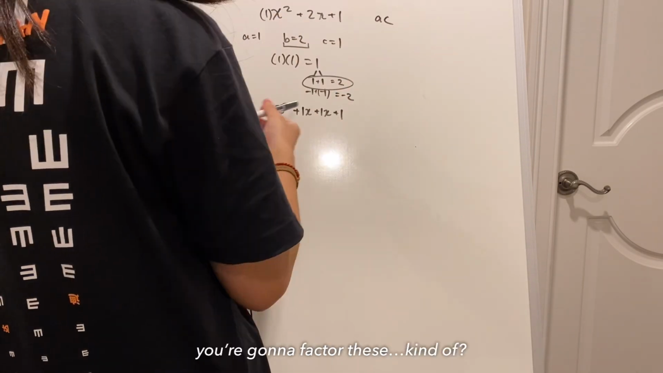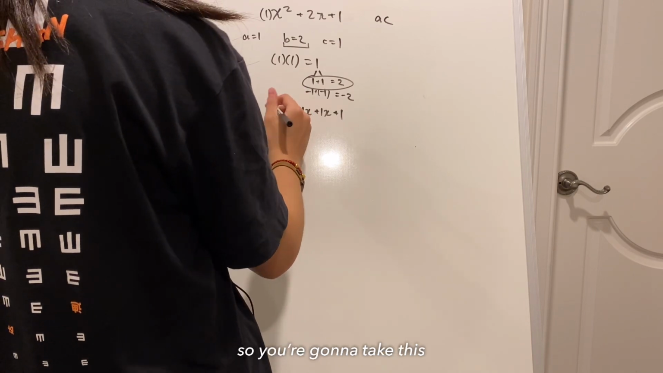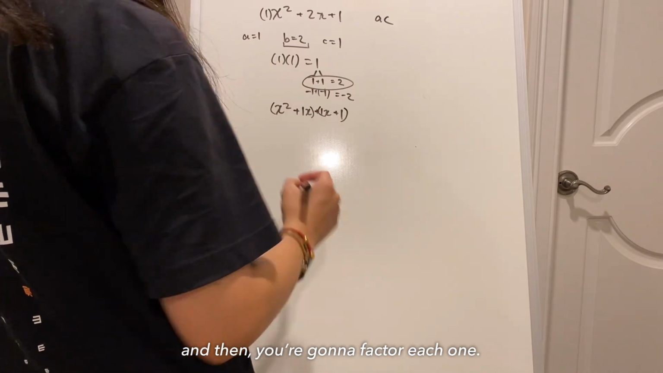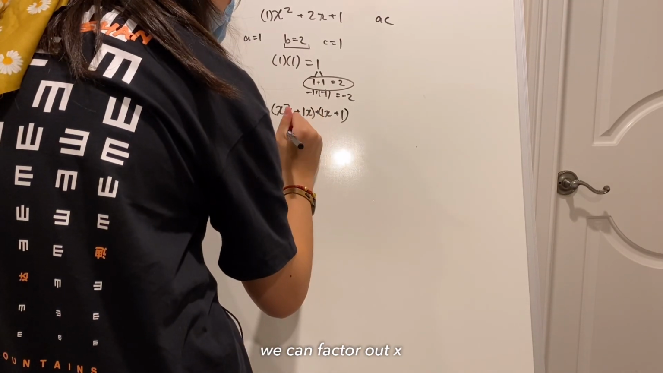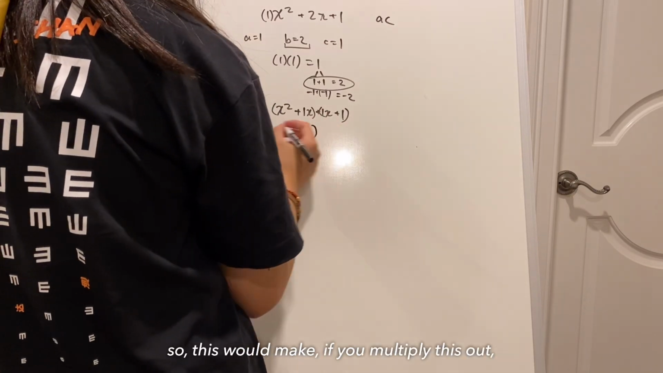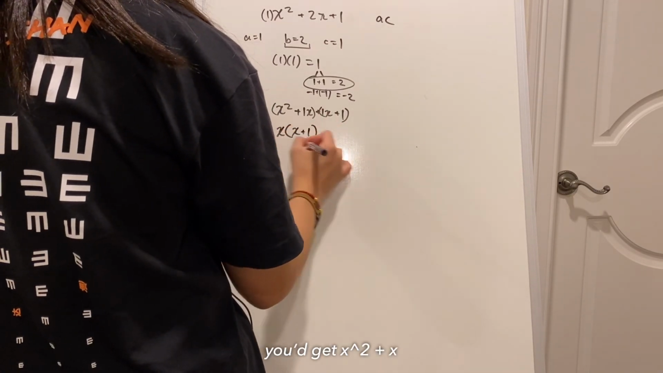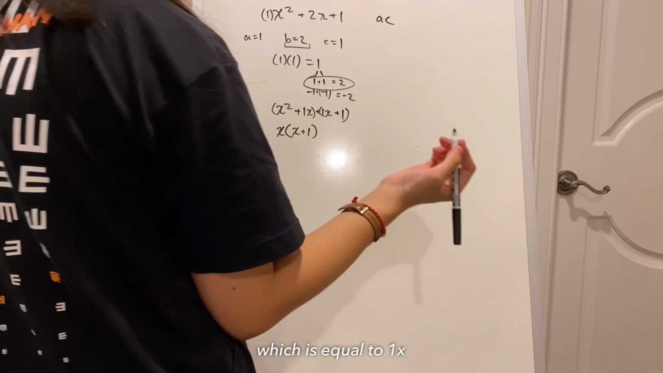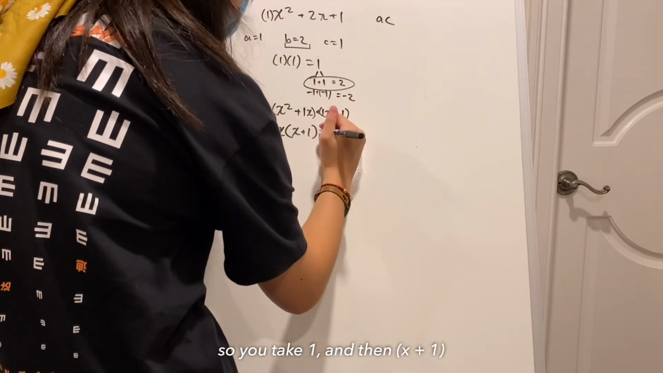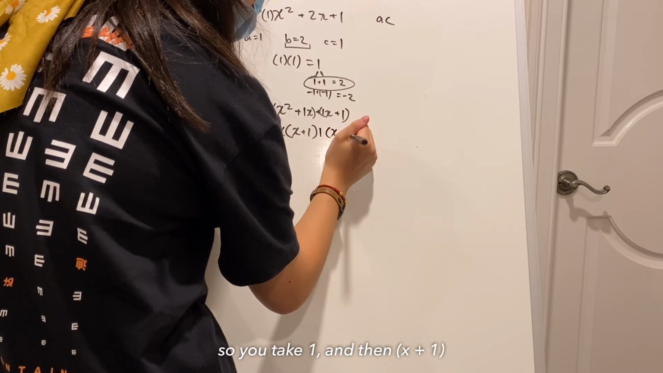And after that, you're going to factor these. So you're going to take this and then this, and then you're going to factor each one. So I'm going to start off with factoring this one. We can factor out x. So you get x plus 1. So if you multiply this out, you get x squared plus x, which is equal to 1x. And then here, you can see that you can factor out 1. So you take 1 and then x plus 1.